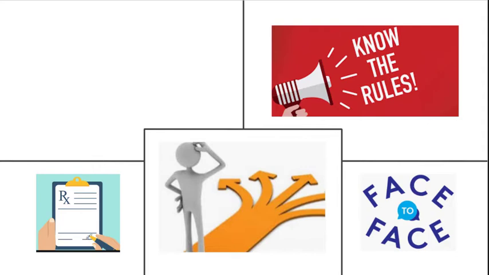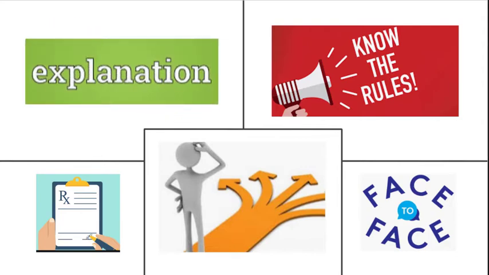A restraint is never to be used for staff convenience or to discipline a person. And finally, the person must be given an explanation of how the restraint works, why it's needed, and how long it will be used. Family members must also be given this information if the person wants them to have it, or if the person is not able to make decisions about their care independently.